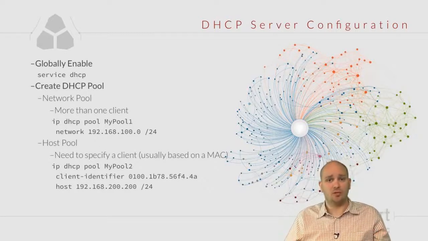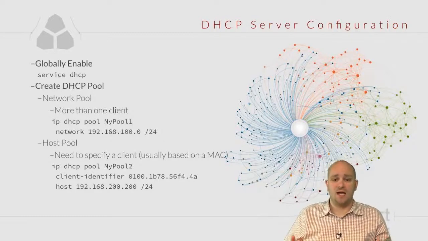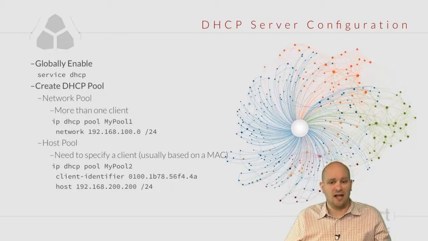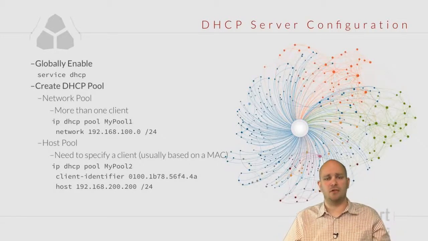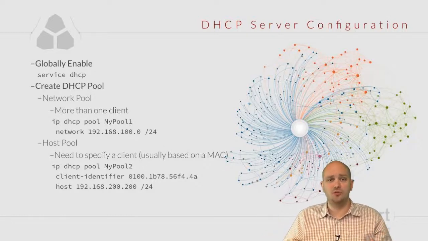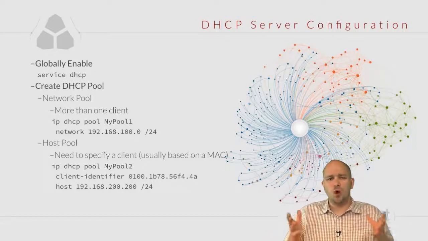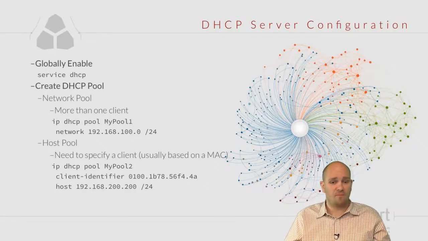These pools are called network pools, and here we can see an example configuration of the network pool. We simply say ip dhcp pool and give it a name. Let's call it mypool1. We say network, then specify the network and the netmask /24. We can specify other parameters like, for example, the DNS name to use, the DNS server to use, the default gateway. We can use all sorts of things there, but by default this should be enough.